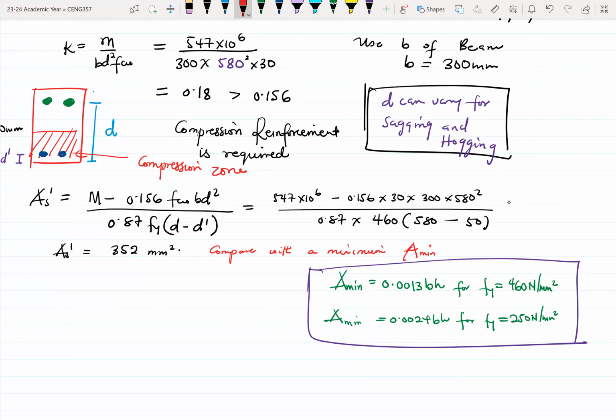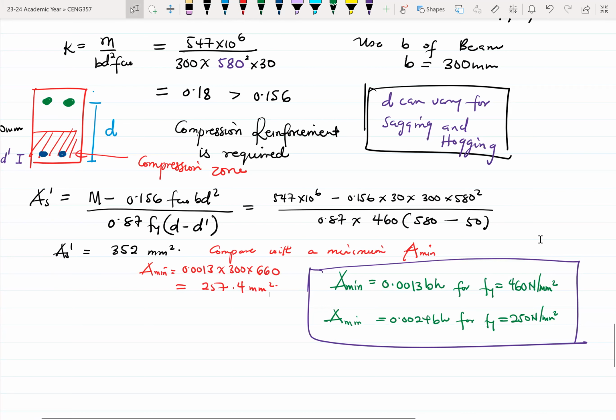All right. So here for this one, our A min is 0.0013 times 300 times 660 for H. So this will give us 257.4 millimeter squared. All right. So our AS prime is more than the A minimum, so we are good, right? We don't need to do anything with it.